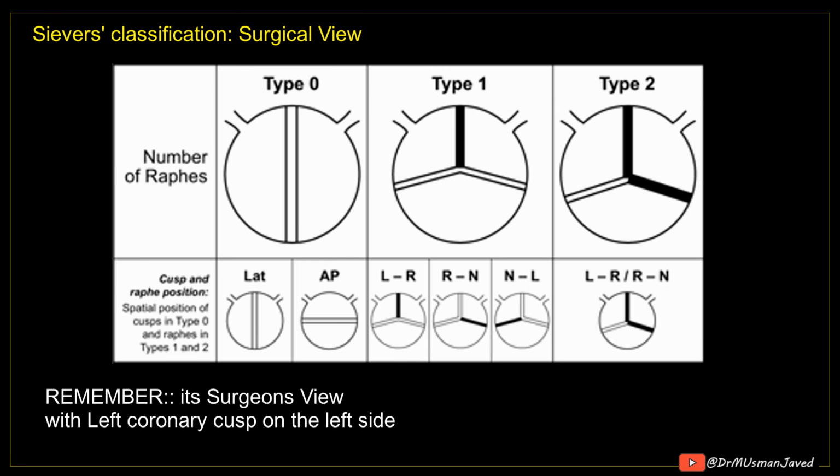Now, if you're looking at this picture and you're saying, hey, wait a minute, that orientation is a bit different from the illustration you showed me on the slide before, that's because this is the surgeon's view. So not to get confused, this is with the left coronary sinus on the left side, not the echocardiographer's view that we see in parasternal short axis.